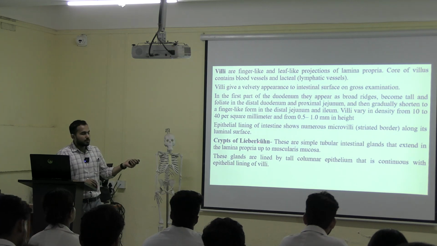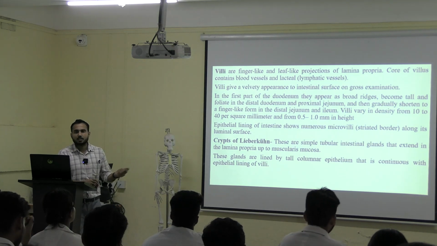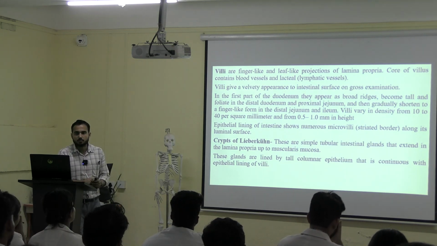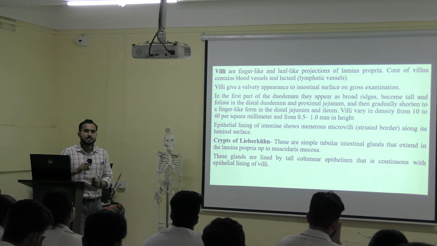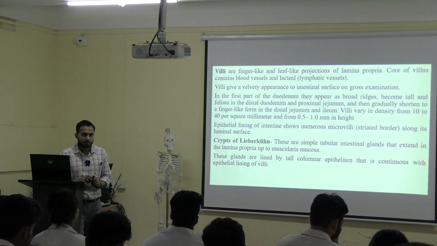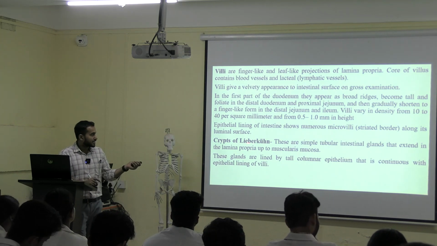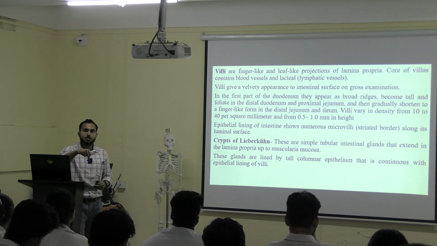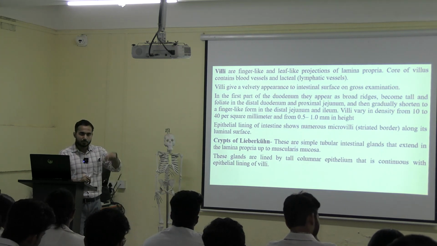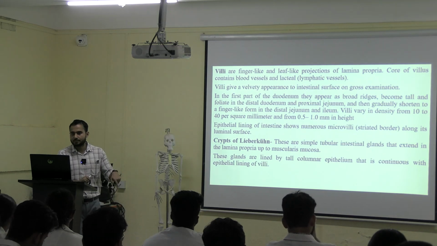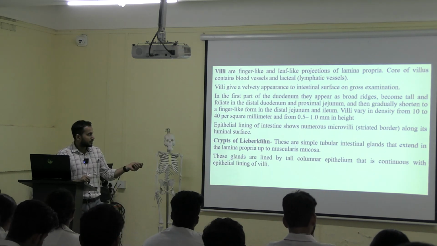Next, crypts of Lieberkühn. This is nothing but the pits which you have studied in case of stomach. And deep to the pits we have seen gastric glands are present, if you remember, right? So similarly, in case of intestine, those depressions are called crypts, and deep to the crypts intestinal glands are present, and they are also called crypts of Lieberkühn.